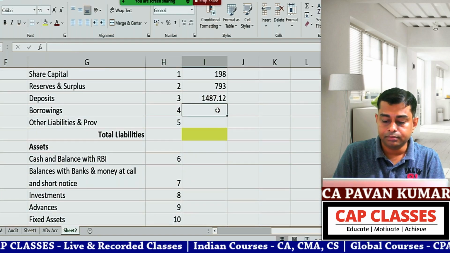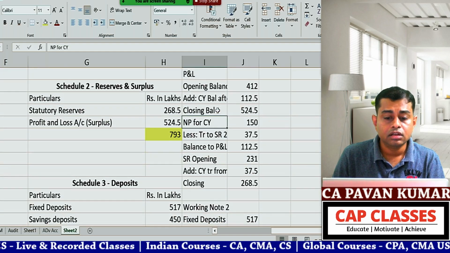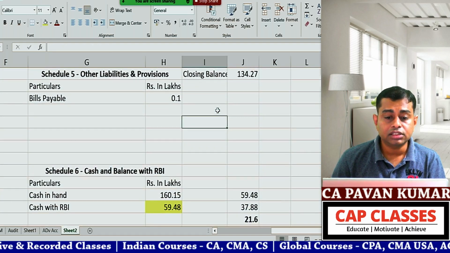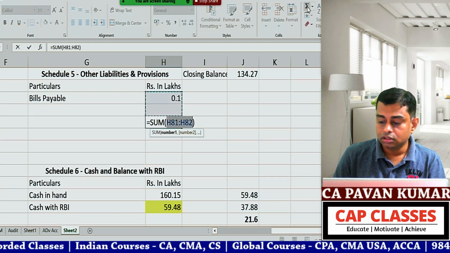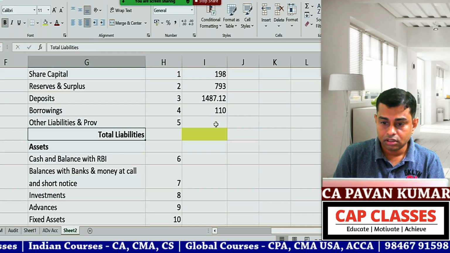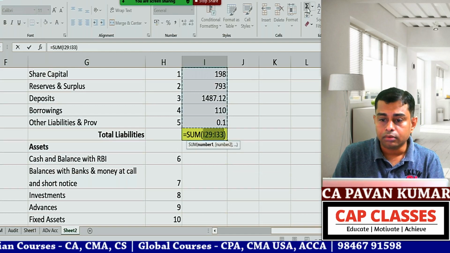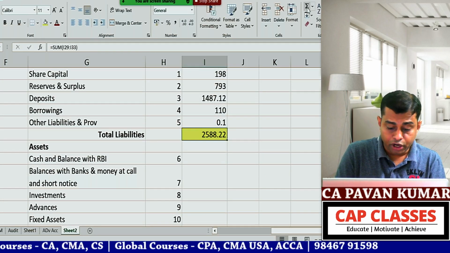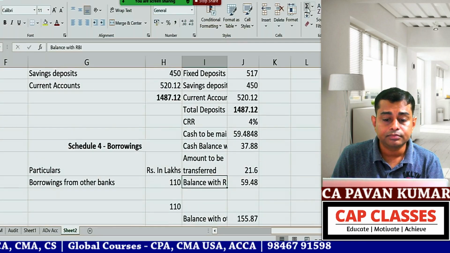Borrowings 110. 5. Other liabilities and provisions, are there any other liabilities or provisions? 0.1. That 0.1 we will write here. So this will be the total, 2588.22.